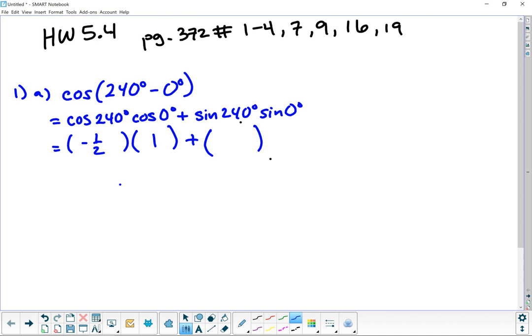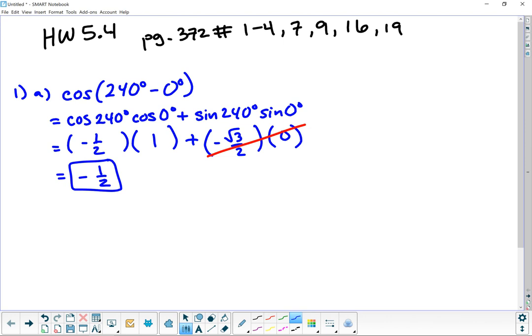Sine of 240 degrees. The sine is the y, and it's negative radical 3/2. Sine of 0 is 0, so that's okay. So going in with that, I can just get rid of that because that just turns to 0. And negative 1/2 times 1, the answer is just negative 1/2.